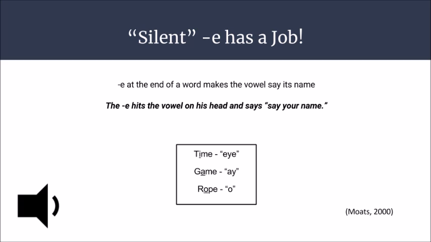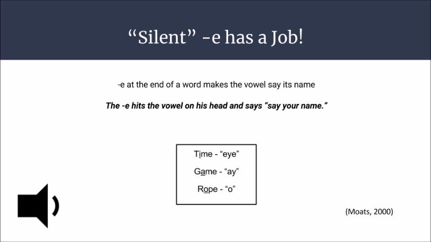Now let's consider silent E. When students learn about silent E, it can be really confusing because they believe since it's silent, it's easy to overlook and ignore. But even though it's not pronounced, silent E can tell a student valuable information about decoding an unfamiliar word. The E actually makes the vowel say its name, and this is important for students to know. So here's a catchy saying that helps students remember this rule. The E hits the vowel on his head and says, "Say your name."